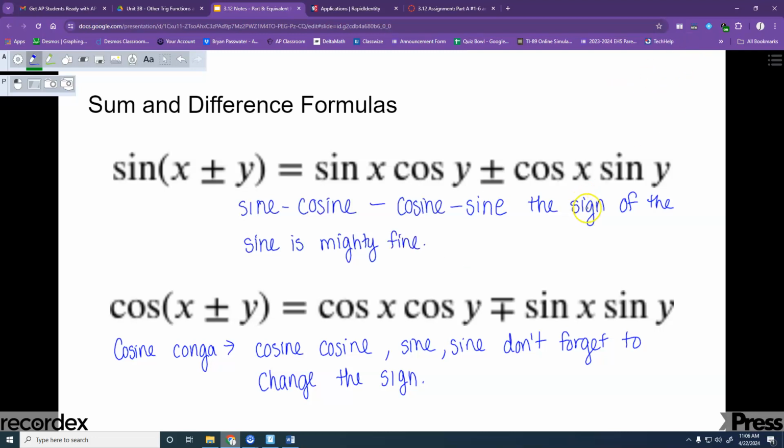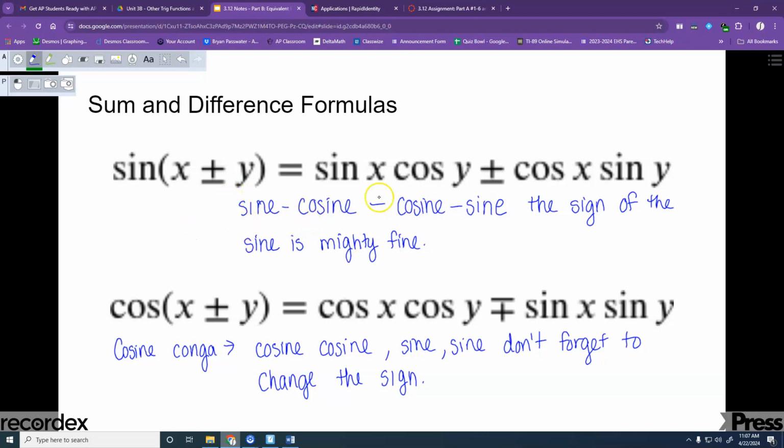Meaning that the sign, S-I-G-N, the sign that you see here of the sine function is mighty fine. So since it's mighty fine, you don't have to change it because it is what it is supposed to be. So you'll keep that same sign right here. So it's like, I wish I was better at this, but like sine, cosine, sine. The sign of the sign is mighty fine, like an army chant there.